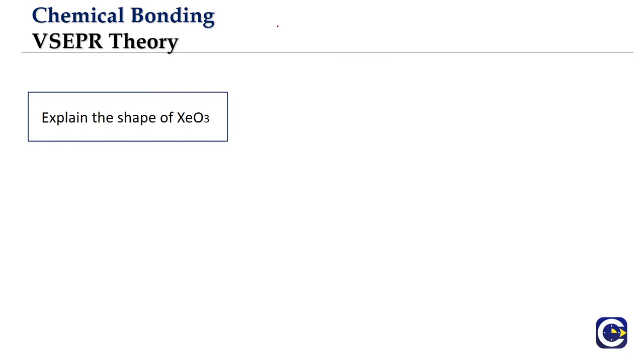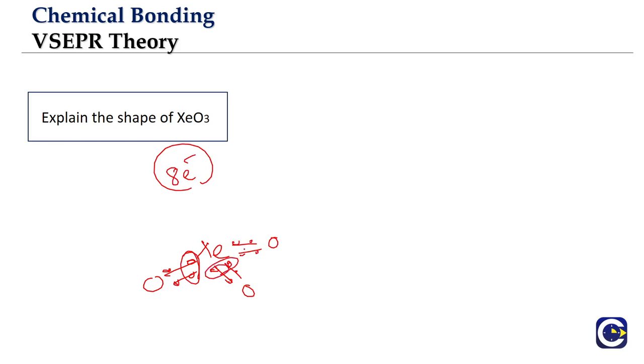Then look at this one. What is the shape of XeO3? So in XeO3, xenon will be forming double bonds with each of the oxygens. With each oxygen it will form a double bond, means it will form 3 double bonds. Xenon will normally have how many electrons? 8 electrons, right? So here it is giving 2 electrons, here it is giving 2 electrons, here it is giving 2 electrons. Remaining will be how much? 2 electrons, means 1 pair.